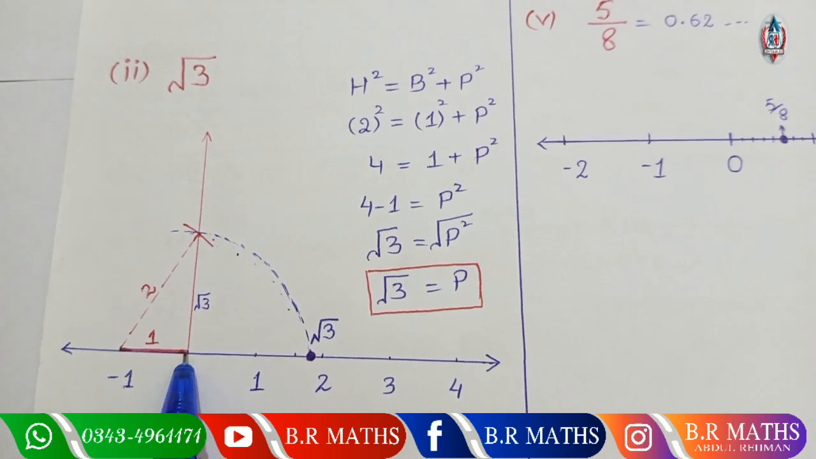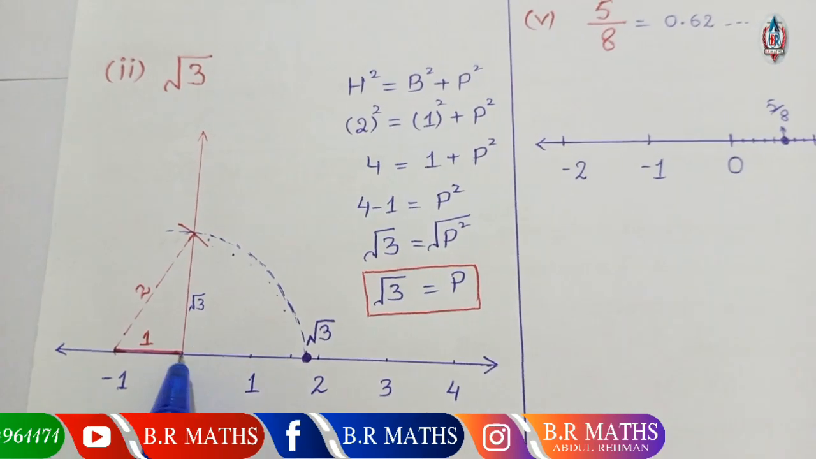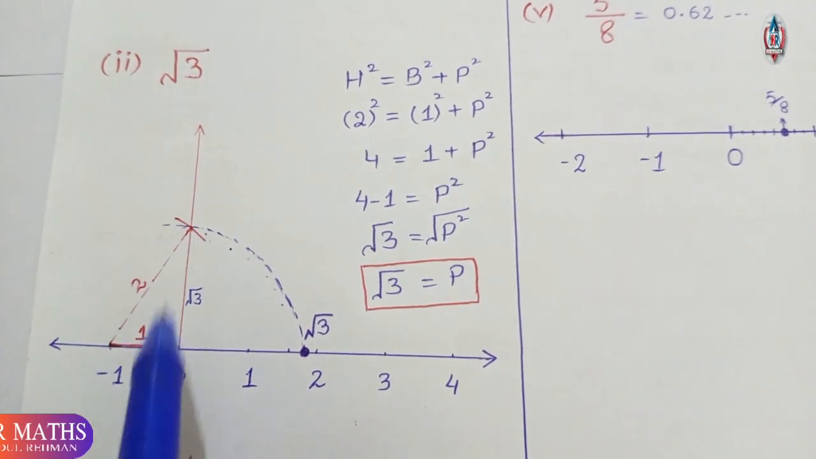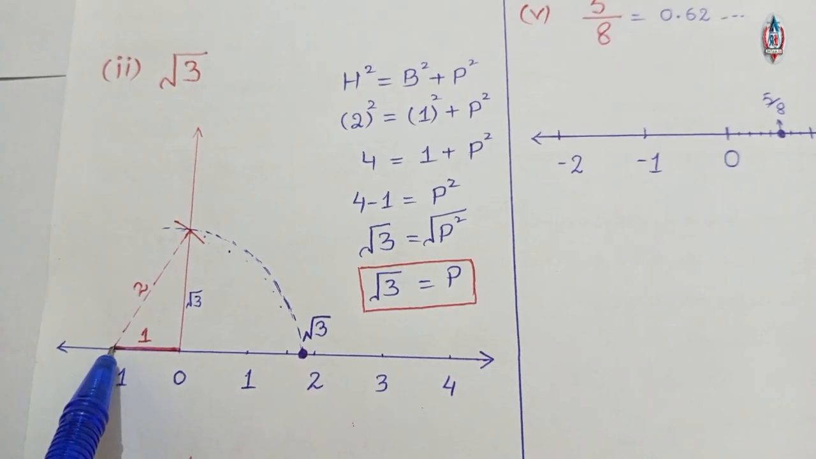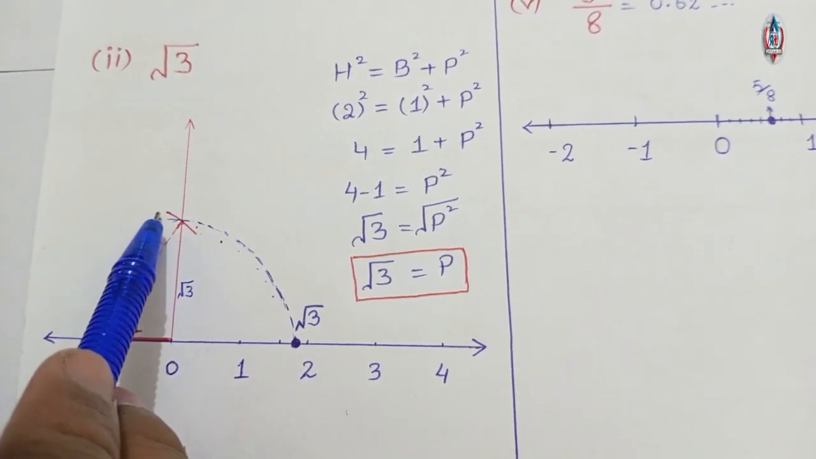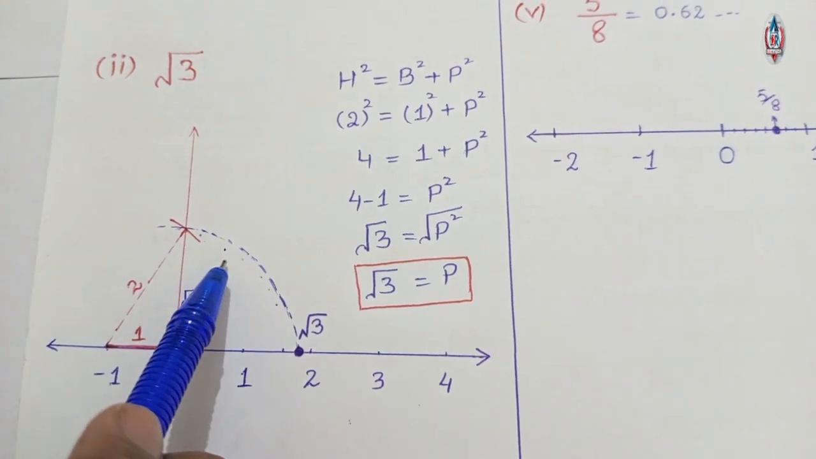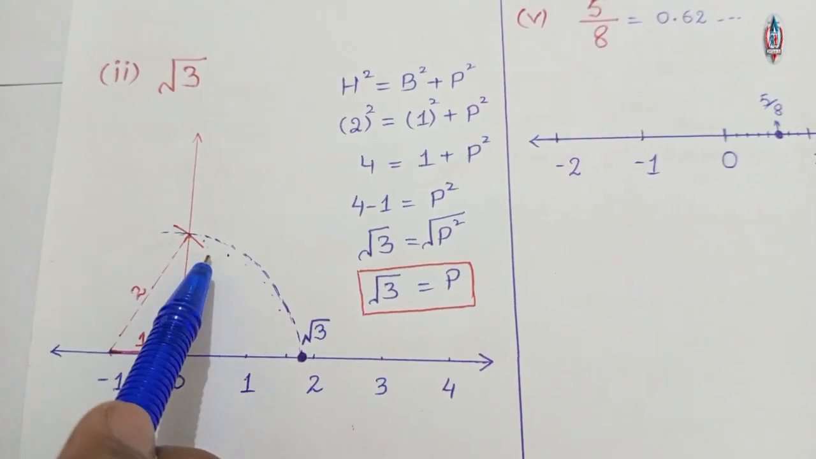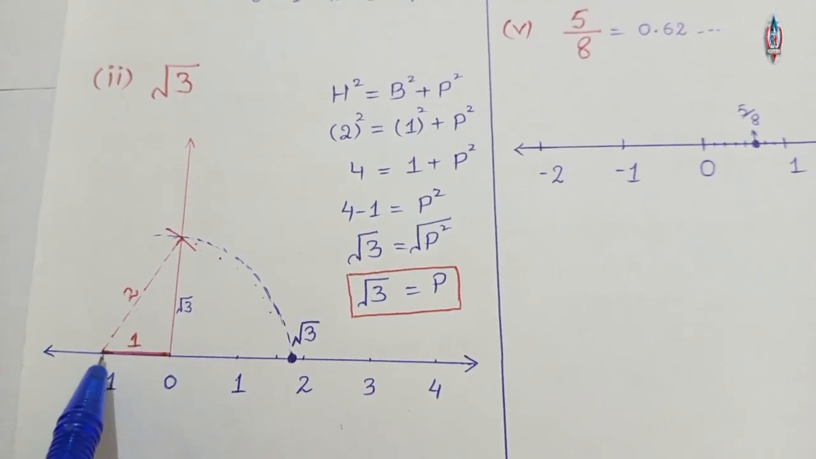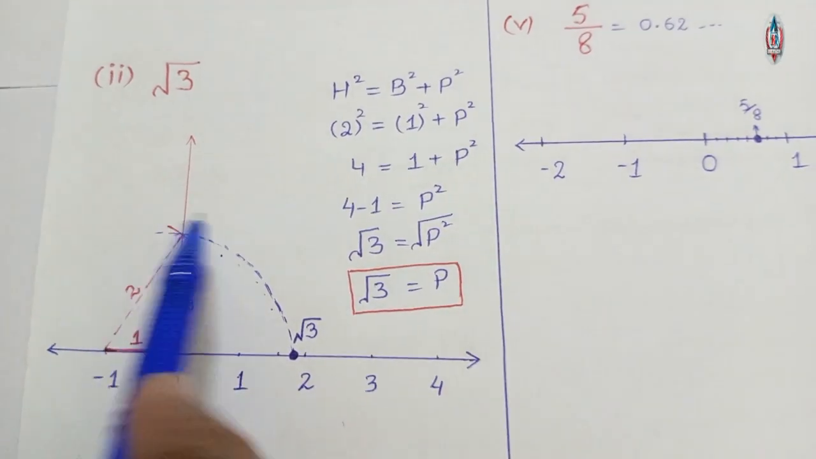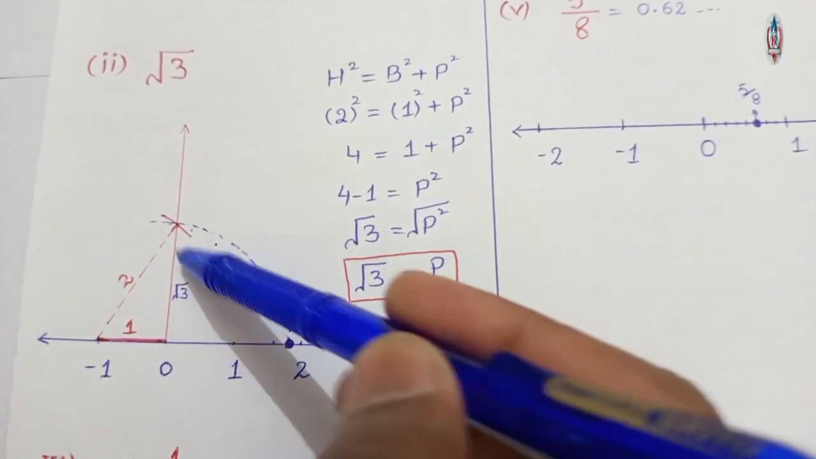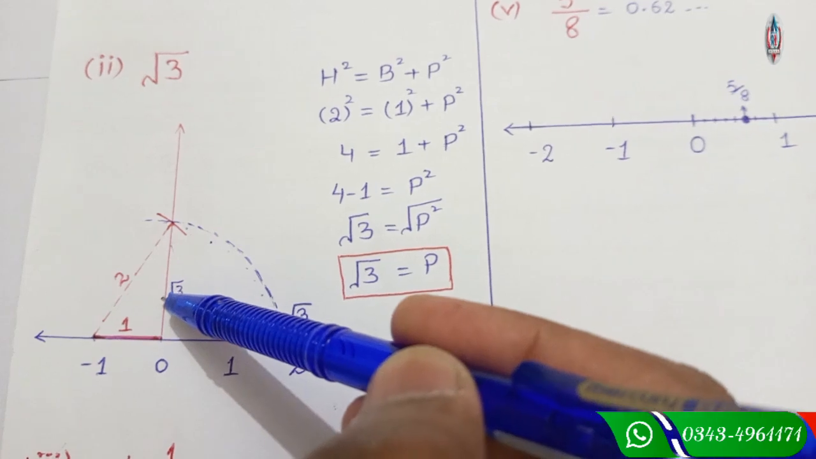Students, there are many other methods. At 0, first draw an infinite perpendicular line, and from minus 1, open the compass to length 2 and make an arc. This red line is the hypotenuse 2, and the base is 1. When you make an arc at this point, this perpendicular line is called square root 3.